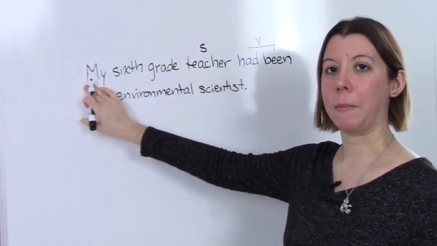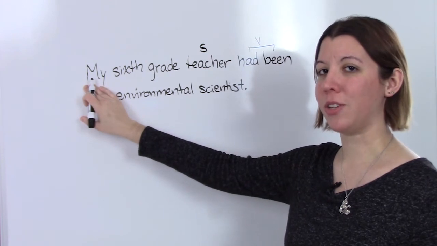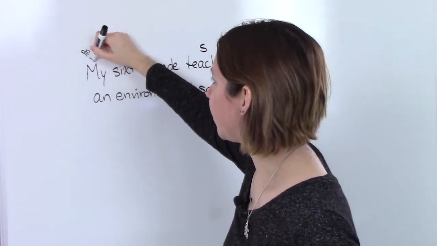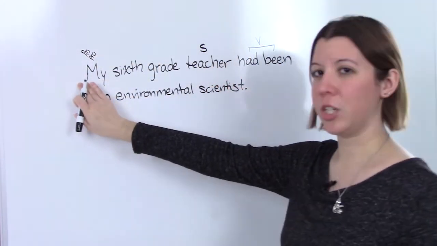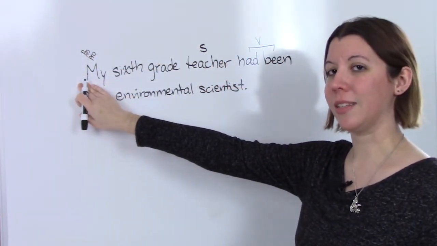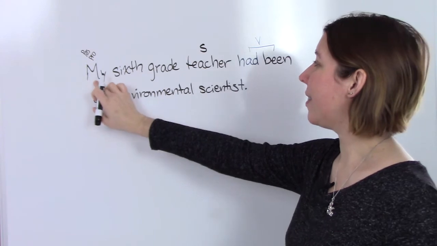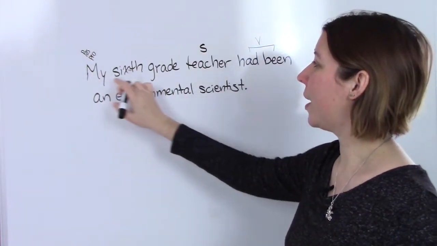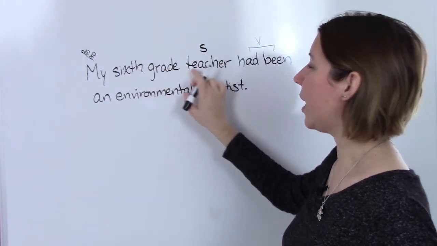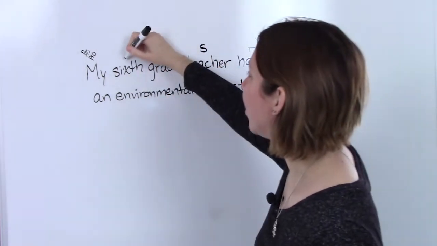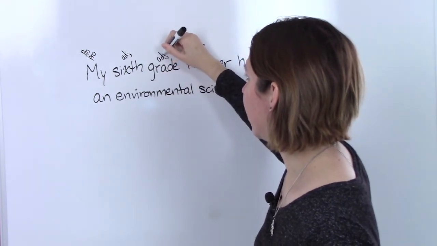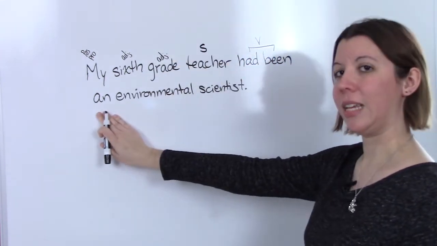Let's start at the beginning. My is what part of speech? Possessive pronoun. And what function does this possessive pronoun serve in the sentence? I'm noticing that it's my teacher. So my is a modifier. Sixth and grade both modify teacher. They are adjectives. An is an article.